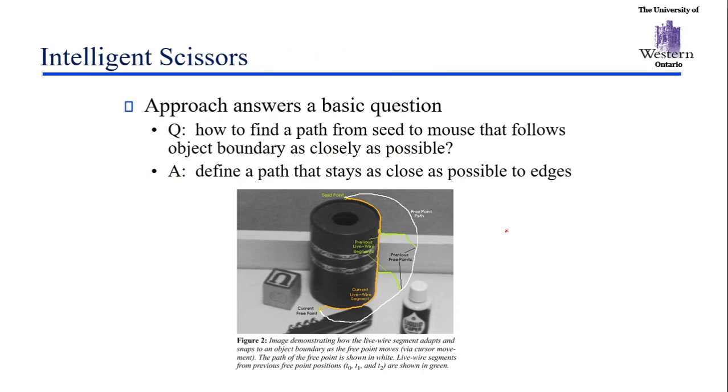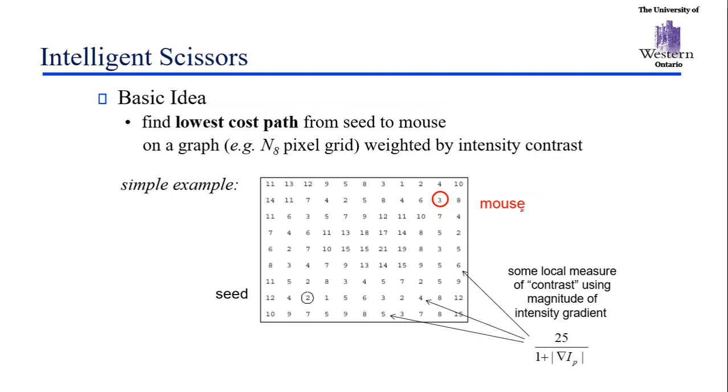Okay, so how do we find a path from the seed to the mouse that follows the object boundary as closely as possible? The answer is to define a path that stays as close as possible to the edges. We know that the edges are characterized by points with high image gradient. So you can see grad I, the gradient magnitude of the image. Some positive inverse measure of the gradient is what we want to assign to node costs. So in this case we will look at node costs. Later on we will go for link costs when we actually implement this. So right now think about these node costs.